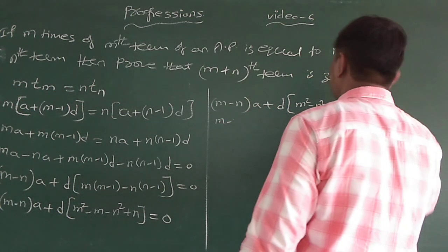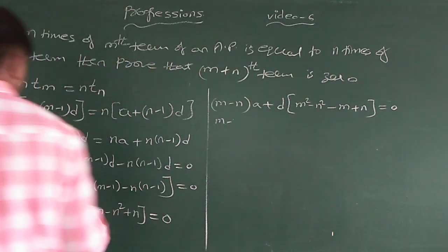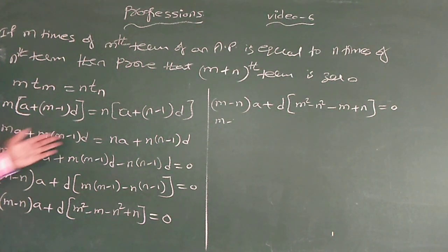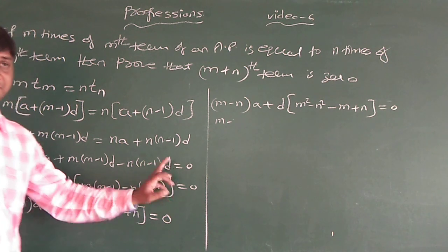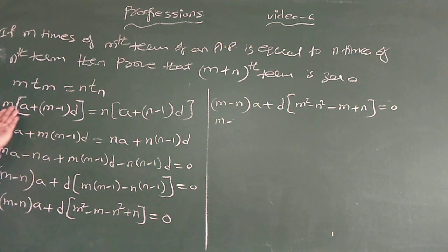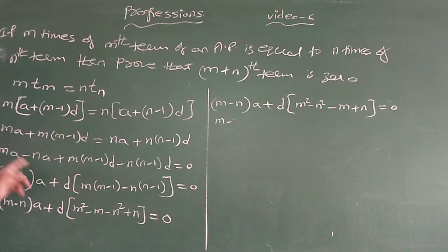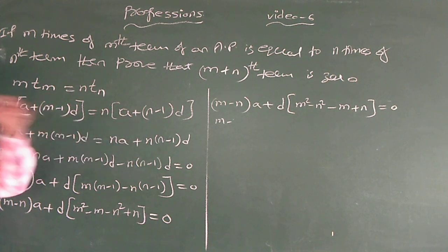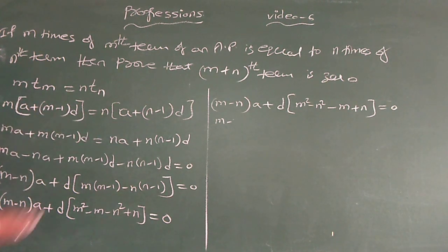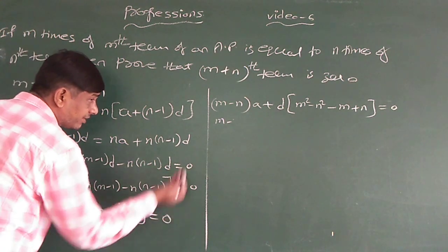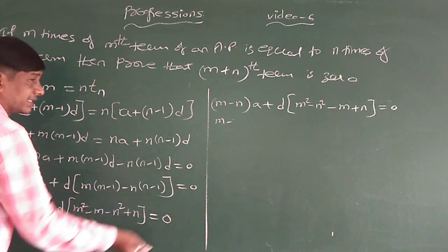Is equal to 0. Here, since I took all the terms to the left side, is equal to 0 will be here. Is it clear? m into a plus m minus 1 into d, n into a plus n minus 1 into d: ma plus m into m minus 1 into d is equal to na plus n into n minus 1 into d. So when I take all the terms to the left side, then this side will be equal to 0.